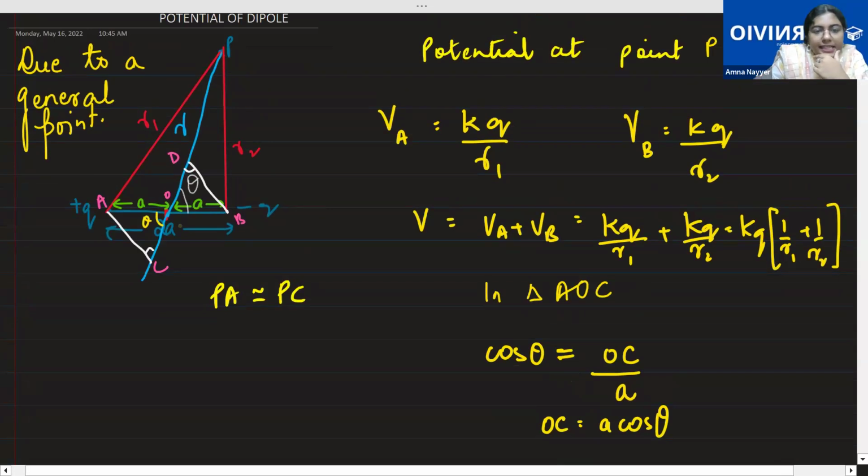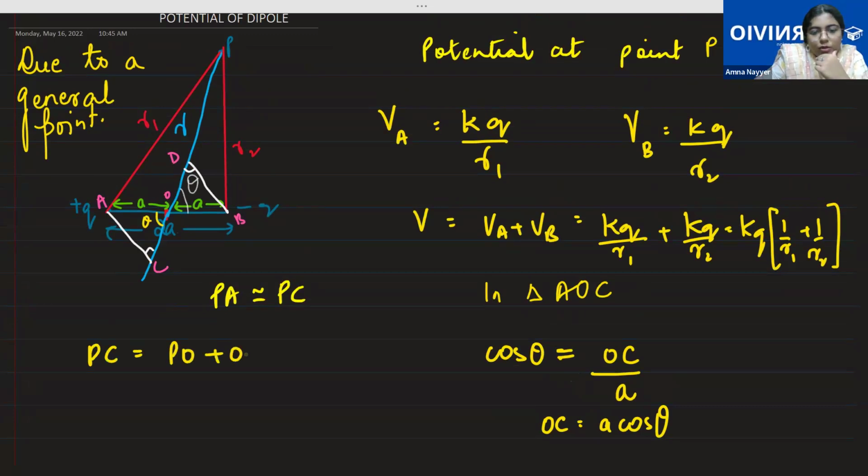Okay. Now see this PC. This PC is made up of PO plus OC. And PC is almost equal to PA according to our geometrical construction. So PC I am replacing with PA. What is the value of PO? Look into the figure and tell me what's the value of PO. R, yes. This is R, PO.